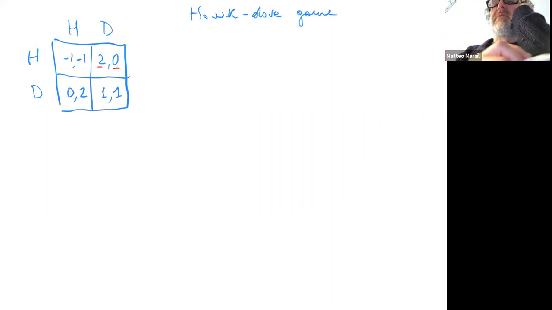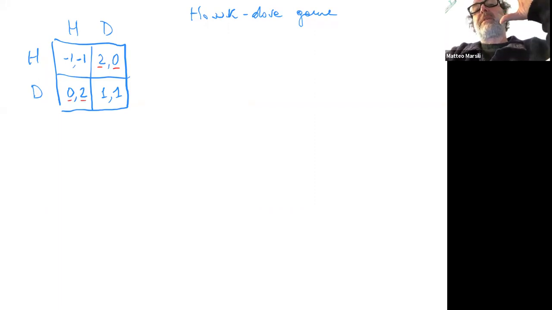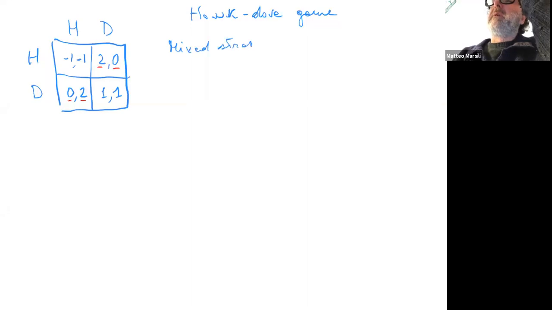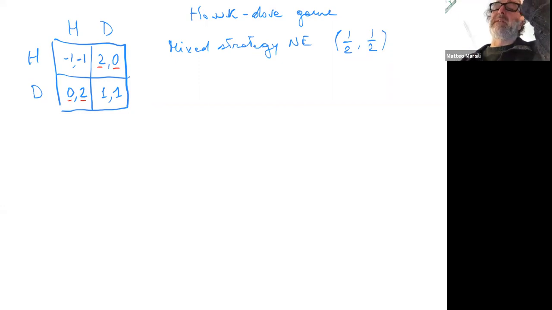a dove meets a hawk, okay? So there are two Nash equilibria, but in the Nash equilibria, the two players play different games, okay? And actually, if you look at this game, there is also a mixed strategy Nash equilibrium, which is essentially playing half of the time as a hawk and half of the time as a dove. Okay, I give you as an exercise to prove this.